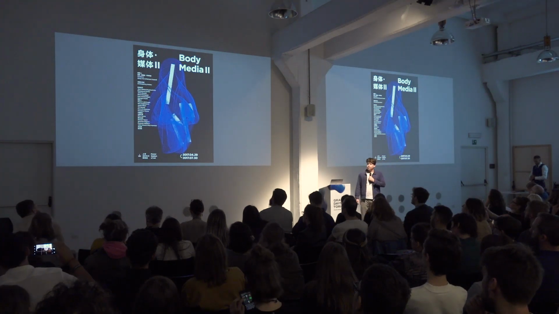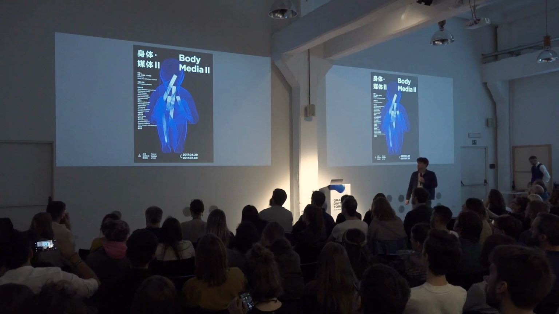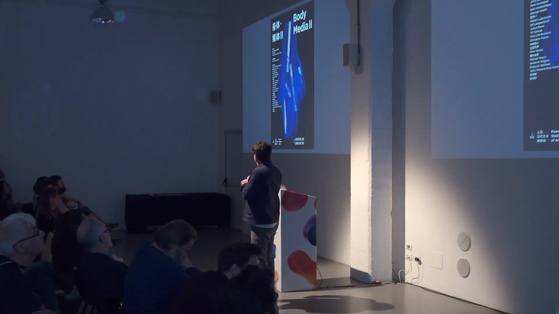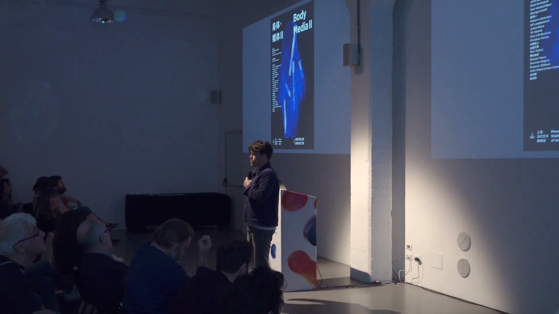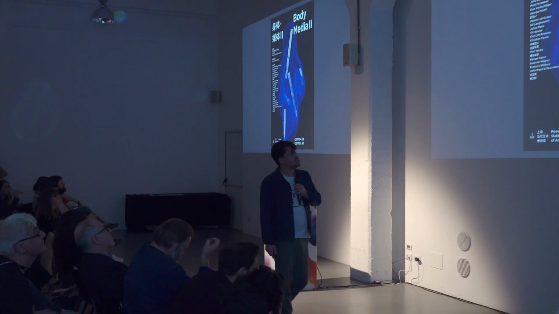And from here, one of the exhibitions we did was called Body Media. It's an exhibition about the relationship between bodies and identities. And again, we started with a moving poster here. So the 5 bars from the logo are morphing to this human shape.